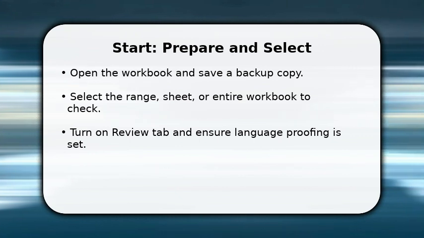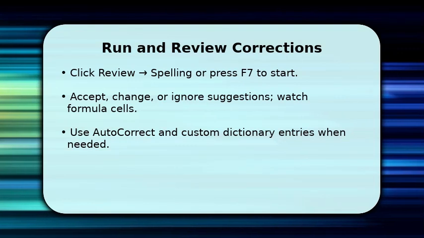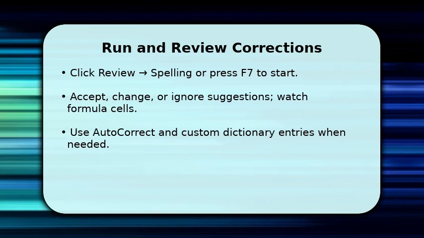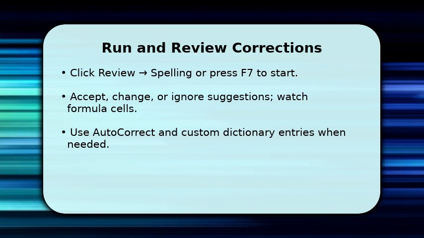Start the check by clicking Review, then Spelling, or press F7. Excel will jump to the first suspected error. For each item, decide: accept the suggested correction, change to a custom entry, or ignore if it's a proper noun or technical term. Make sure to inspect formula cells and cells with concatenated text, since spelling tools may skip parts.